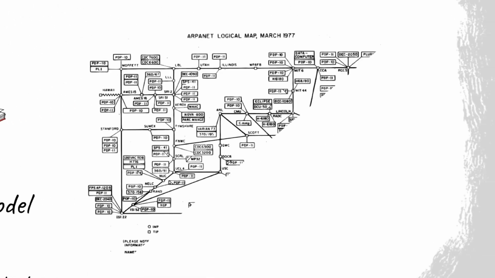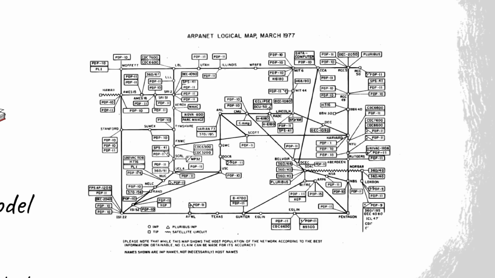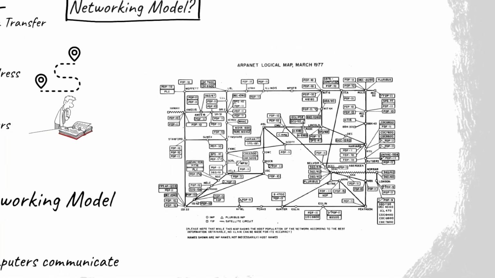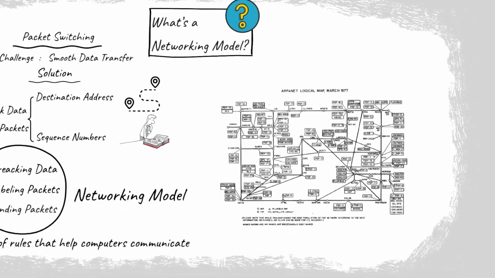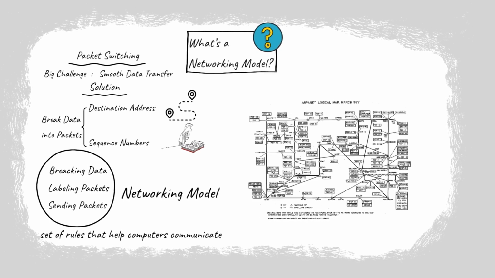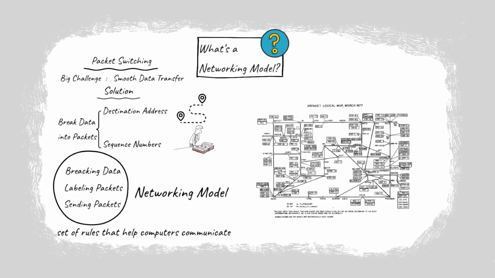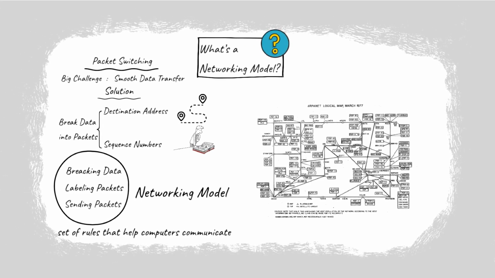Robert's team didn't stop there. They applied these rules to all their computers. Now, every device in the network could communicate smoothly, without confusion. Now that we know what a networking model is, let's see how different companies created their own, and why this led to tricky challenges.